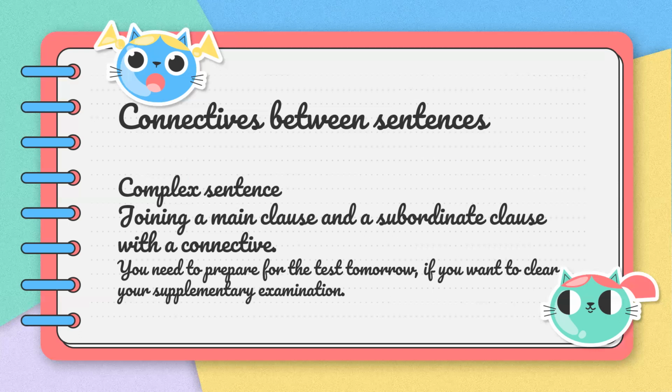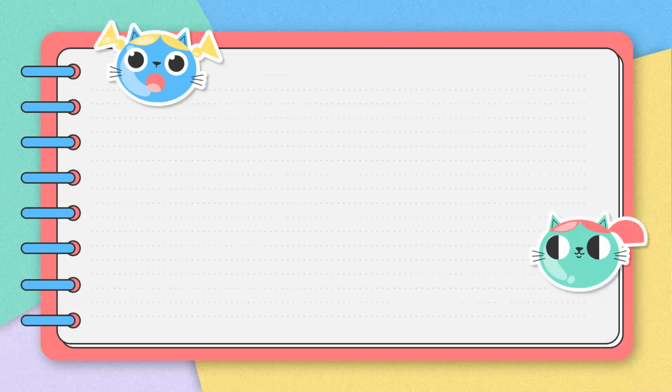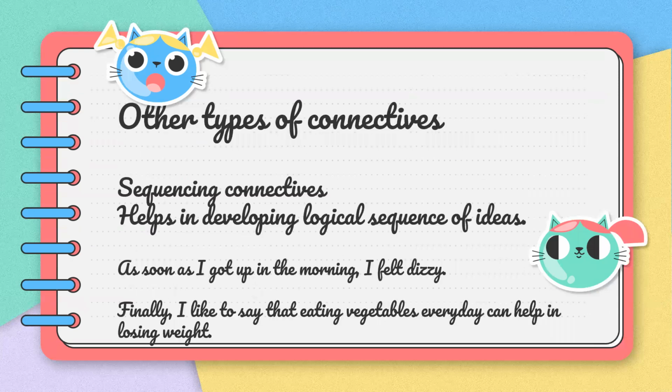For example, you need to prepare for the test tomorrow if you want to clear your supplementary examination. So I'm combining the main clause and the subordinate clause with the connective if. So if becomes a subordinate conjunction. So let us now move on to the other types of connectives.